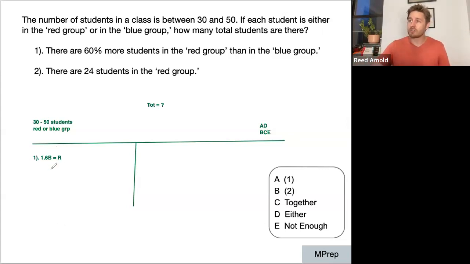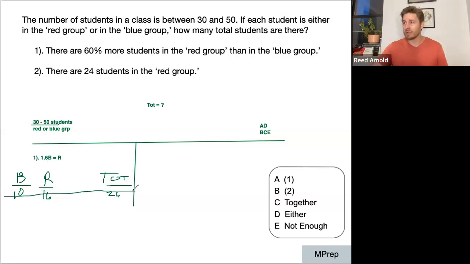And here's why this first statement is in fact sufficient. And it has to do with this limit, this 30 to 50 student limit. If I have 60% more students in the red group than the blue group, I might think about some cases that fit that rule. So I could make, well, let's see, percentages, right? They work nice with 100 and 10. So let's say that there are 10 in the blue group, there would be 16 in the red group. The total would be 26. Well, hold up though. That actually doesn't work because it needs to be a minimum of 30 in the class. And so this number actually is not going to work. I can actually get rid of this case because it breaks a rule.